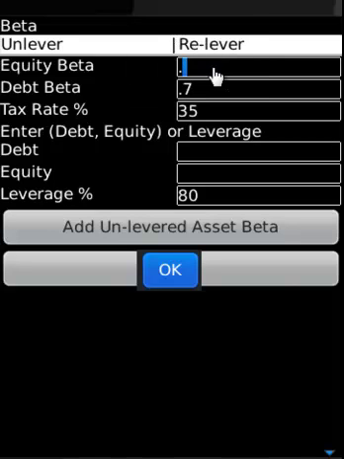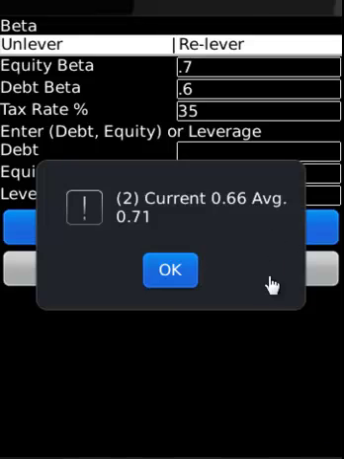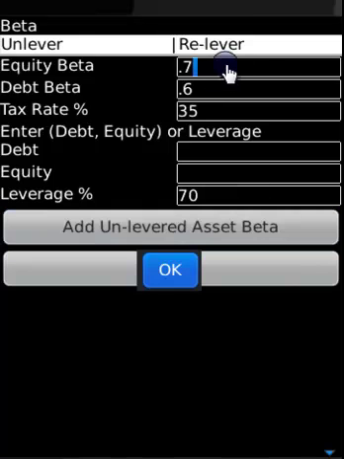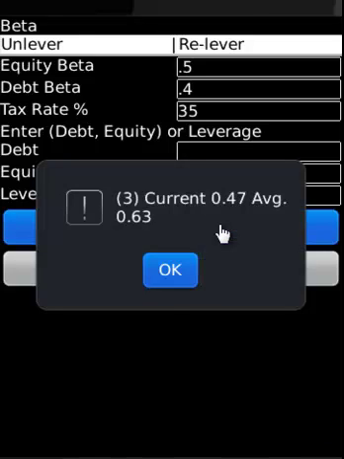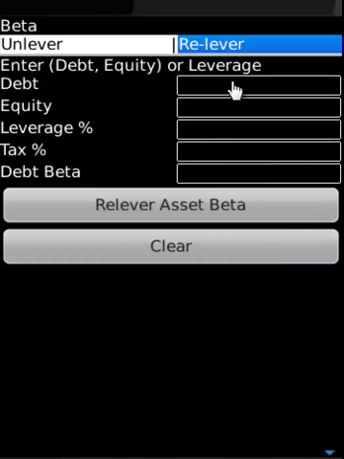The second set is 0.7 and 0.6 and 70%, added. So we are adding one more data set, say 0.5, 0.4 and 60%. So we added 3 data sets. So the average is 0.463.